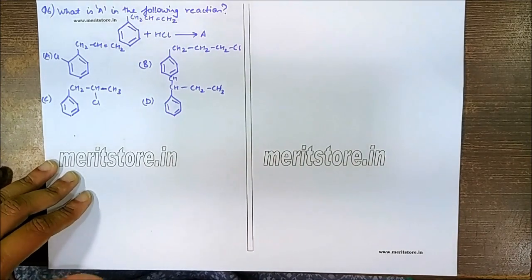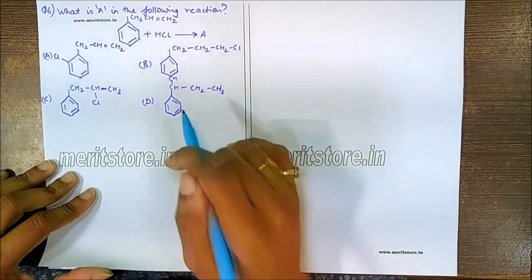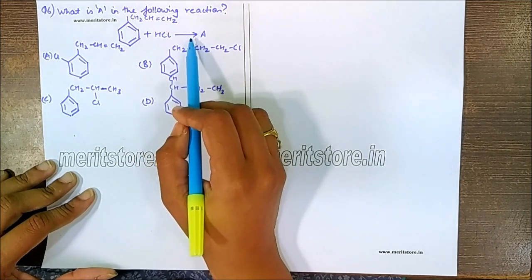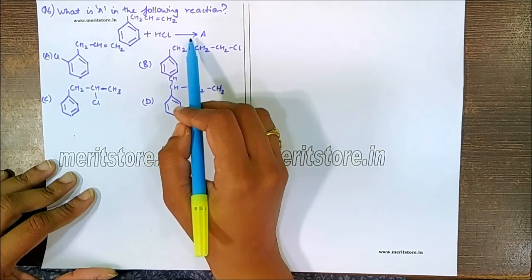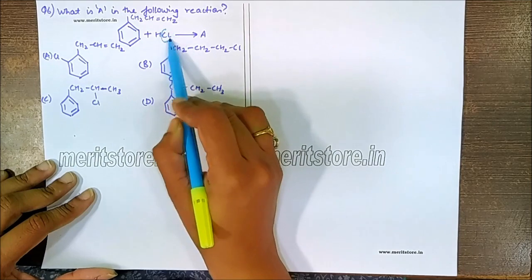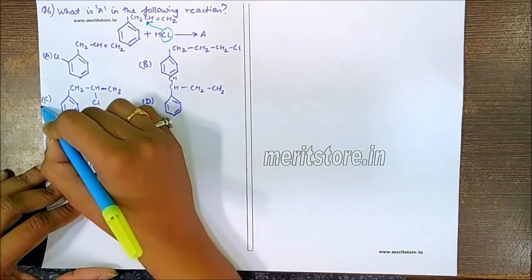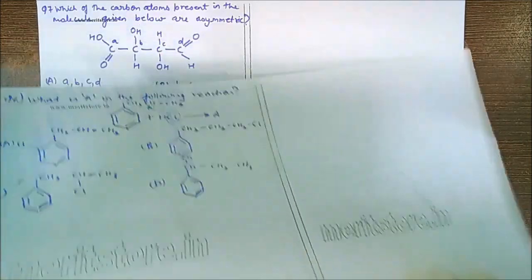What is A in the following reaction we have to find? If HCl is added across this, there will be a simple reaction according to Markovnikov's rule, where the chlorine will go to the carbon having the lowest number of hydrogen atoms. So we are expecting option C.